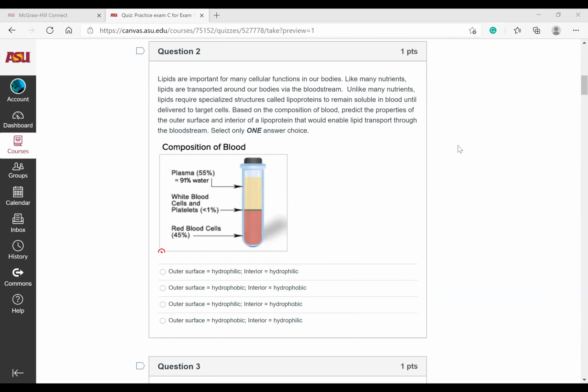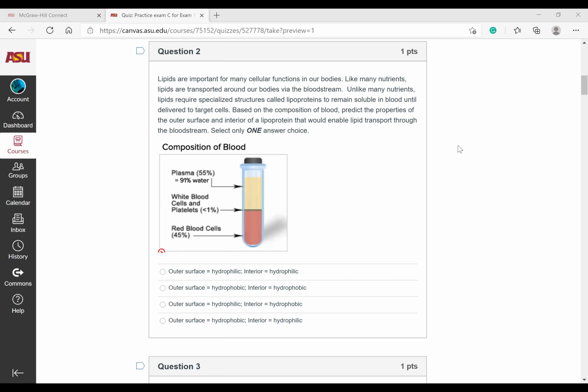Cool. So this second question, okay, this wants you to know the inside and outside of a protein and how it would basically be configured going through blood. So the answer to this one, the outer surface is hydrophilic and the interior is hydrophobic. Once again, this is kind of the same principle we just covered in question one.